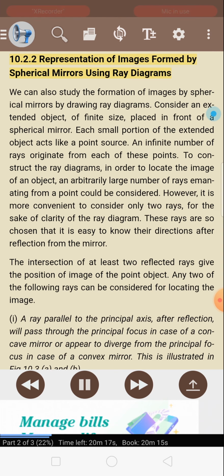10.2.2 Representation of images formed by spherical mirrors using ray diagrams. We can also study the formation of images by spherical mirrors by drawing ray diagrams. Consider an extended object of finite size placed in front of a spherical mirror. Each small portion of the extended object acts like a point source. An infinite number of rays originate from each of these points.